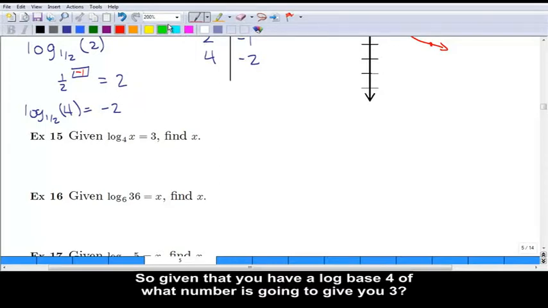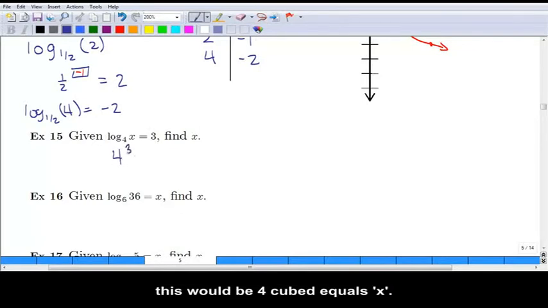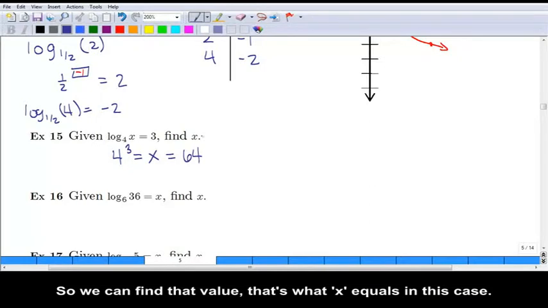So, given that you have a log base 4 of what number is going to give you 3. So essentially, if we rewrite this in exponential form, this would be 4 cubed equals x. Well, 4 cubed equals 64. So we can find that value. That's what x equals in this case.